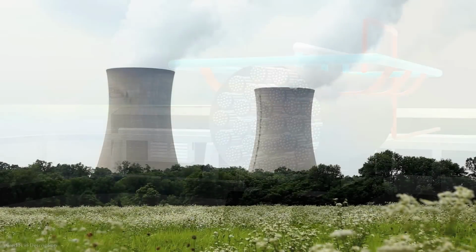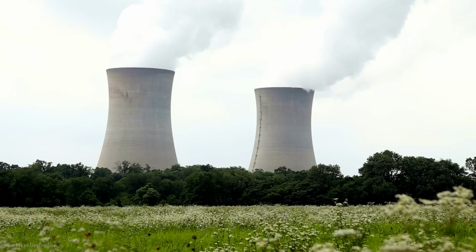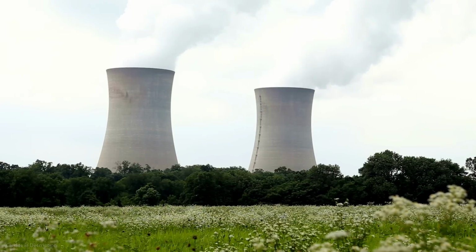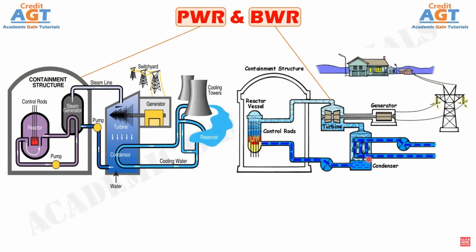The giant towers you see at nuclear reactors are the cooling towers. It's their job to allow heat to radiate into the air and condense the steam back into water. The other common type of nuclear reactor is a boiling water reactor.